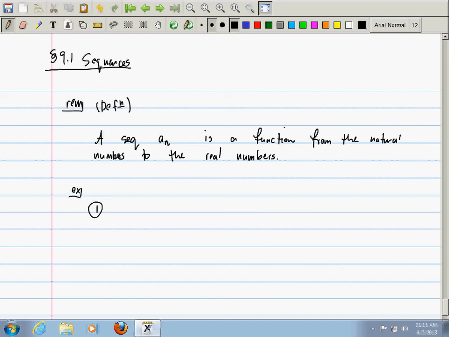How about a_n is 1 over n? Okay, so you could write down the first several terms of a_n. So then, what's the first term of a_n? 1, right? 1 over 1. What's the second term? 1 over 2, and then 1 over 3, and then it goes all the way to 1 over k, and then goes on forever, right? There's infinitely many terms in the sequence.